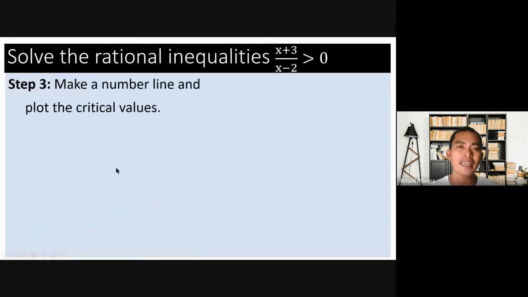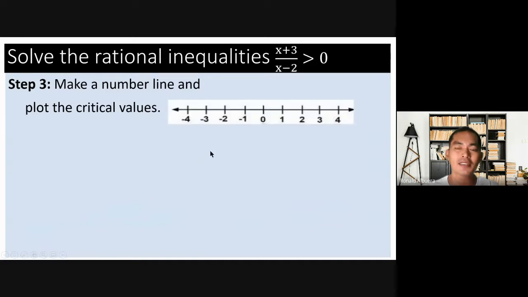Next step is make a number line and plot the critical value. So you are going to make a number line. Our values are x equals -3 and x equals 2. If you notice, it's a hollow circle because it's not part of the solution. Ang next step nyo ay gagawa na kayo ng boundary, okay, to divide it into intervals. There are 3 intervals.